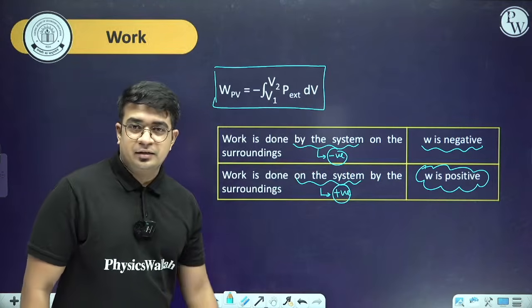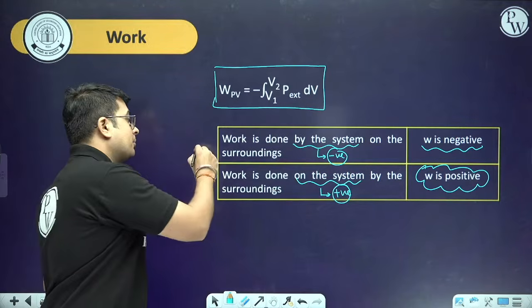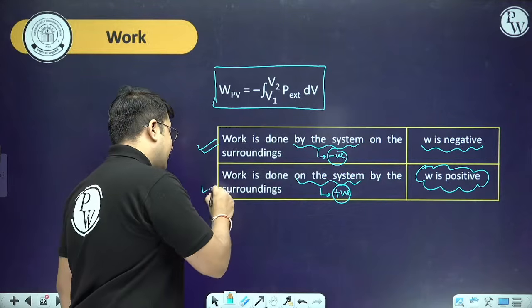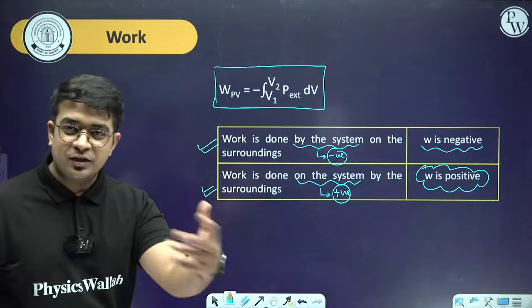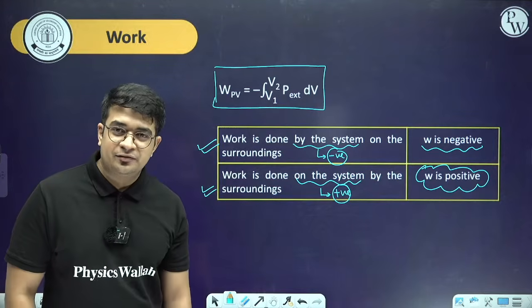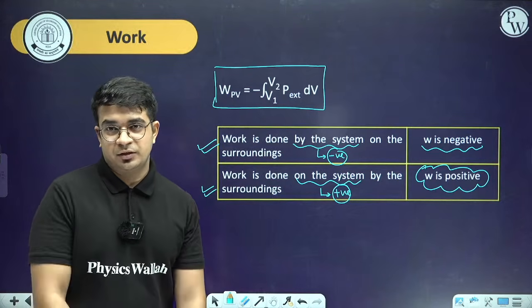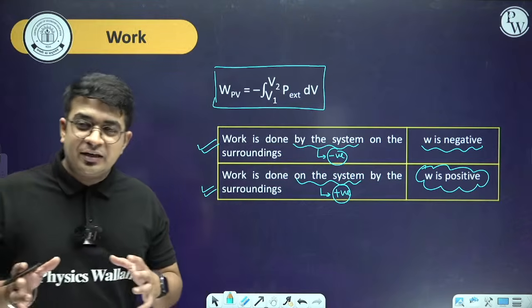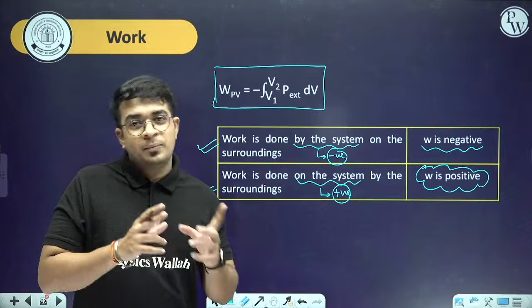Generally in chemistry, we deal with the by the system itself, but in case of physics, generally we deal with the on the system part, because we are dealing with machineries and we are working on that particular system. So that's why the sign convention for work done in chemistry is slightly different from physics.